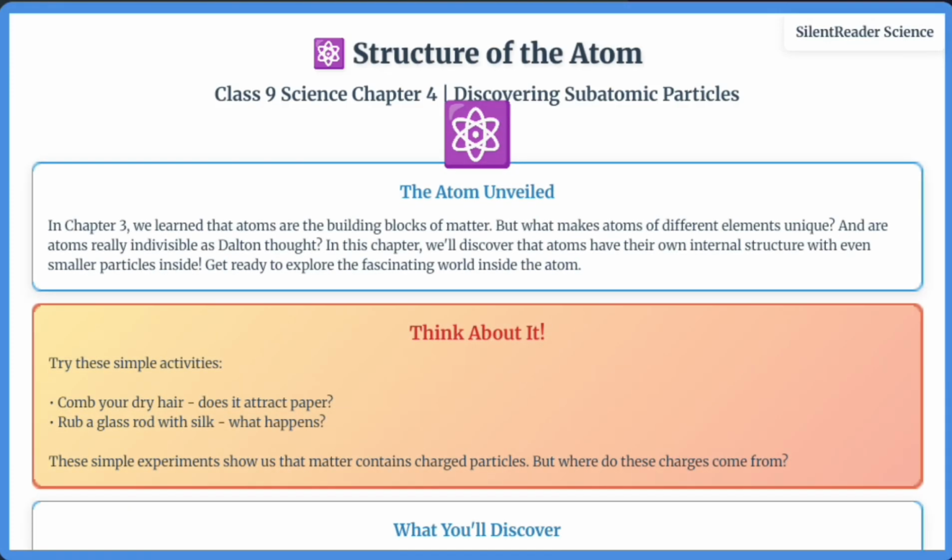Welcome to Chapter 4 of Class 9 Science, Structure of the Atom. In this fascinating chapter, we'll journey deep inside the atom to discover its internal structure. Remember from Chapter 3 that Dalton thought atoms were indivisible, but we're about to discover that atoms have even smaller particles inside them. We'll explore how scientists like Thomson, Rutherford, and Bohr gradually uncovered the secrets of atomic structure through brilliant experiments and creative thinking. Get ready to shrink down to the atomic scale and explore the amazing world inside every atom.